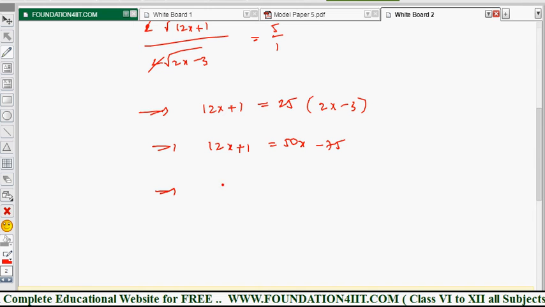Take the x terms to one side and simplify. 38x is equal to 76. Then x is equal to 2 from this. Right? That is the x value. This is about this question.